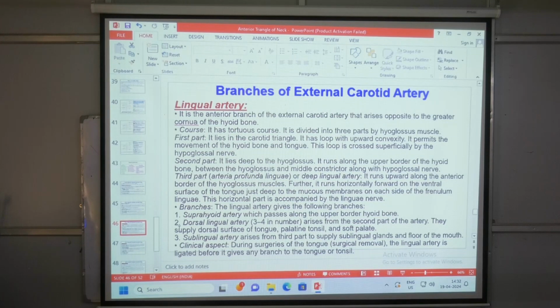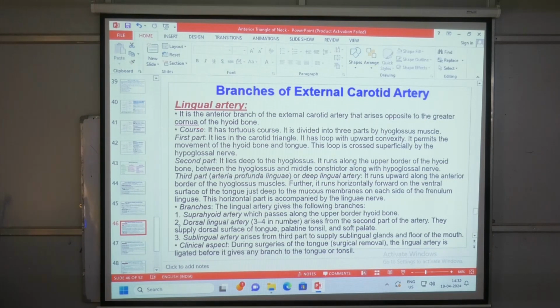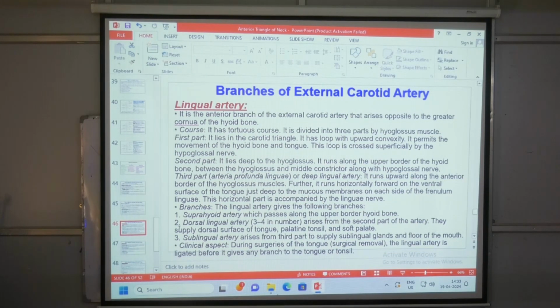Next is lingual artery. It is also anterior branch of external carotid artery that arises opposite to the greater cornu of the hyoid bone. What is the course? It is a tortuous course divided into 3 parts by hyoglossus muscle. First part lies in the carotid triangle. It has loop with upward convexity, permits the movement of hyoid bone and tongue, and this loop is crossed superficially by the hypoglossal nerve.